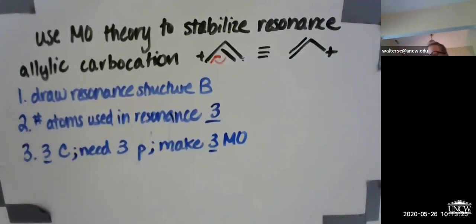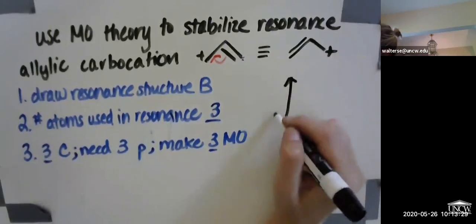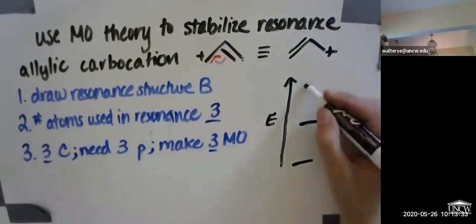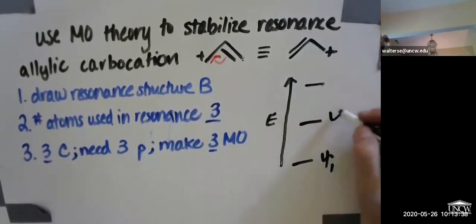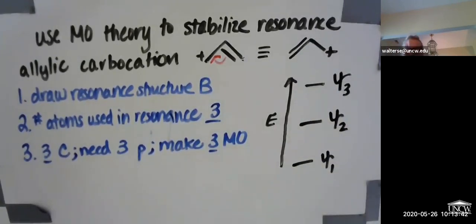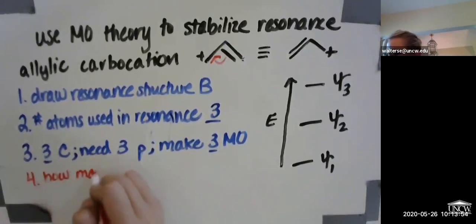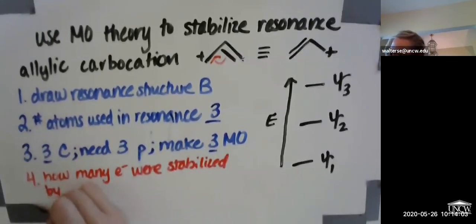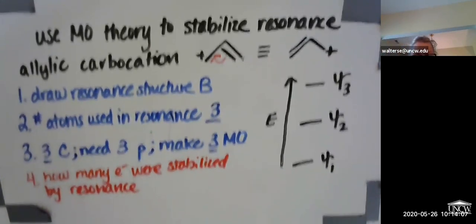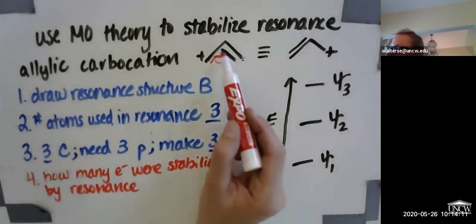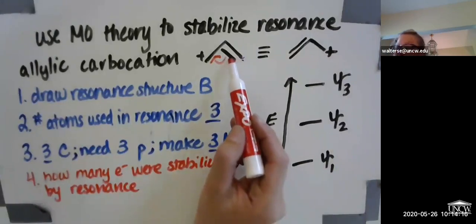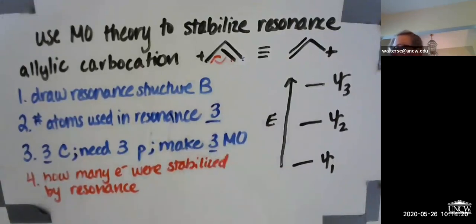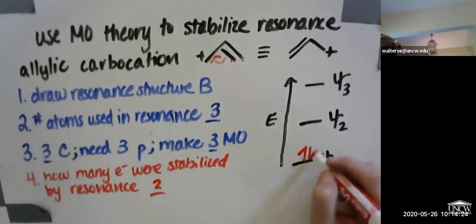Okay. So you go to your energy level diagram, you draw 3 lines, low, middle, high. Wave 1, wave 2, wave 3. And now the last thing is how many electrons were stabilized by the resonance. That you get from your drawing. You go back up here, and all you moved or allowed to participate in resonance were 2 electrons from this pi bond. Okay. So you put them in the lowest energy molecular orbital.